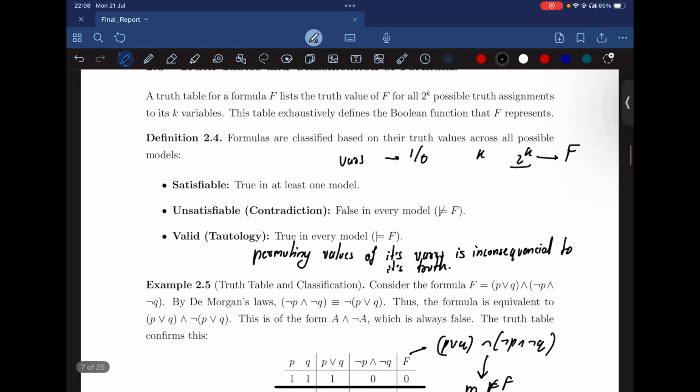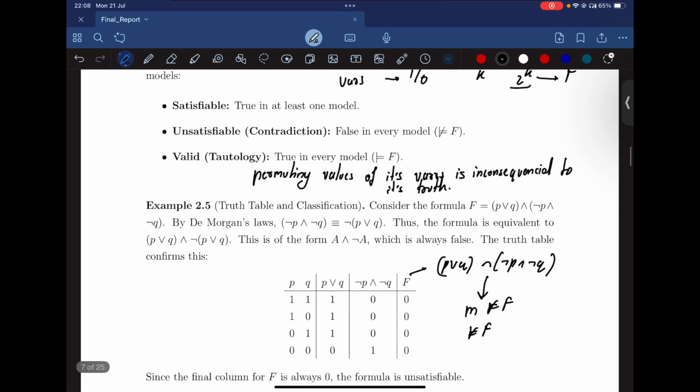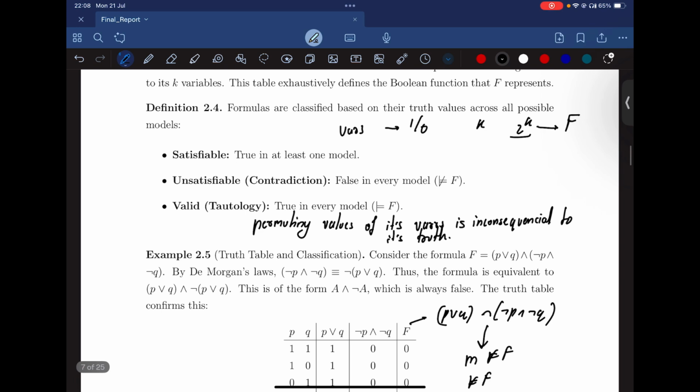Now we have these definitions: satisfiable, unsatisfiable, valid. Satisfiable means that there is at least one model under whose assignment the well-formed formula F is true. Unsatisfiable is the opposite: there is no assignment under which the well-formed formula will return true. A valid formula: we say a formula F is valid if under any and all models M, it is true.